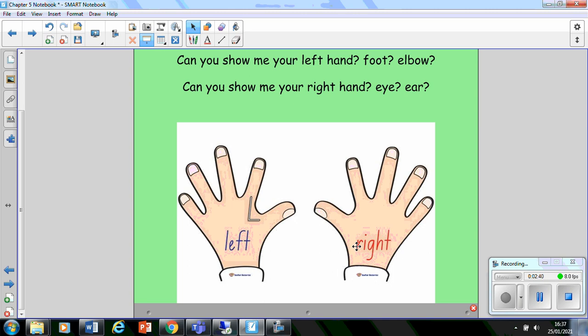Okay, so have a look again at your palms, at your hands.